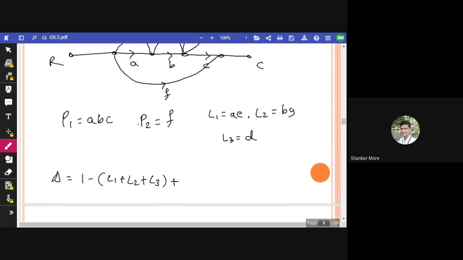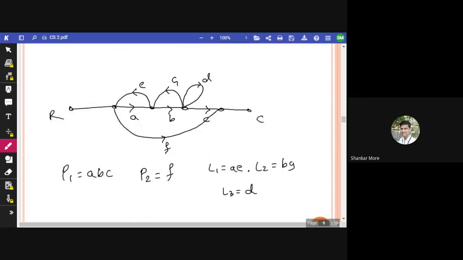So guys, are there any loops which are non-touching here? Which are those? L1 and L3 are non-touching loops. L1 and L3 are non-touching loops, right?